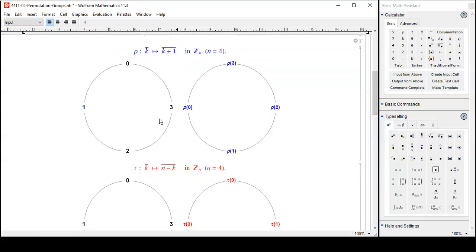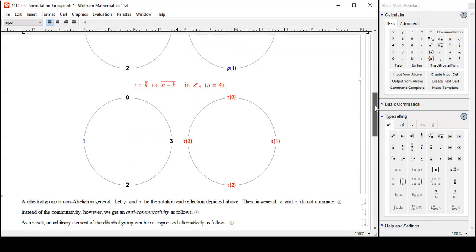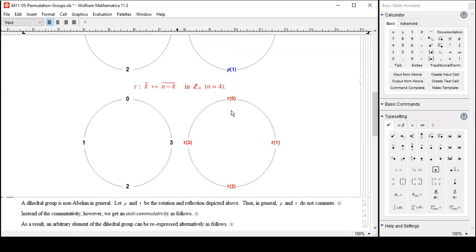So 0, 1, 2, 3. So if I flip, I can flip with respect to the vertical axis. So I can flip 1 and 3. Or I can flip with respect to the horizontal axis, and I can flip 0 and 2. And I can flip about a diagonal axis, so flip 0 and 3 and 1 and 2. And with respect to the other, flip 0 and 1 and 2 and 3. But I cannot flip 0 and 1, leaving 2 and 3 in the same place.